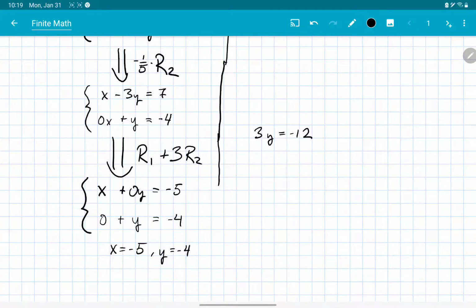Any questions about this problem, this process?